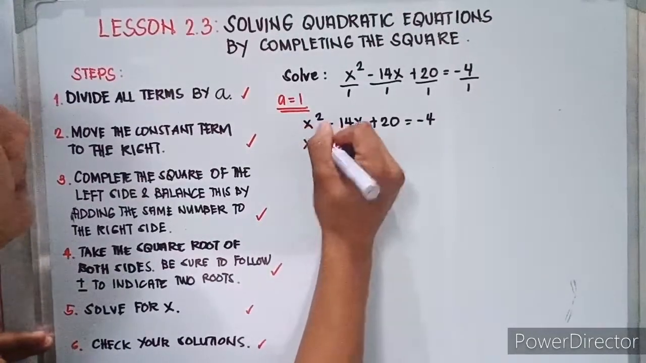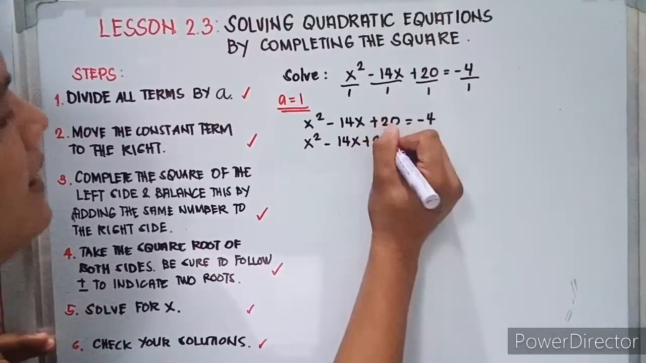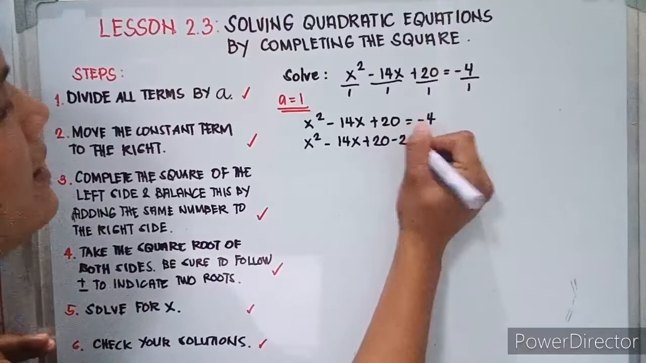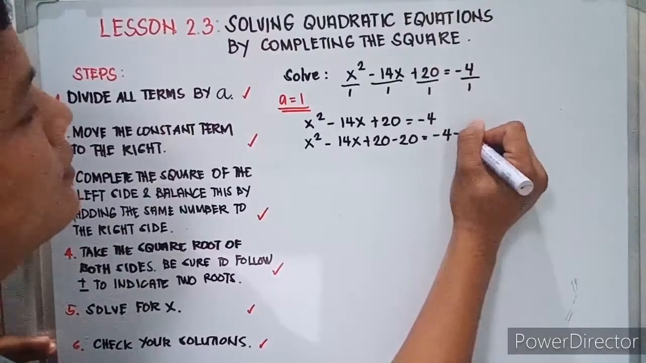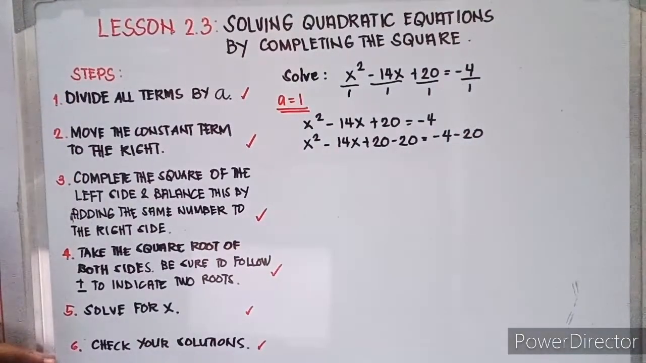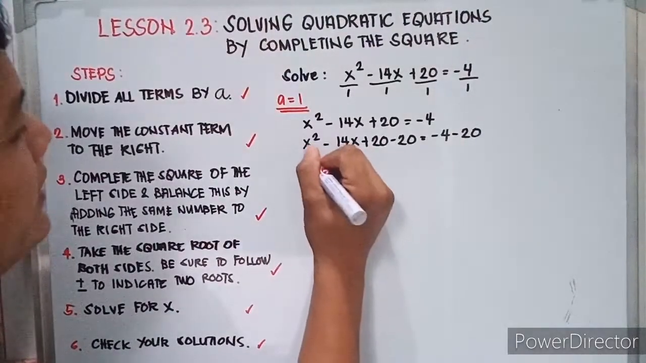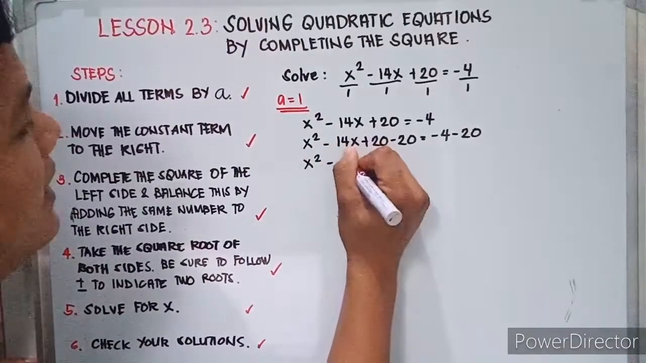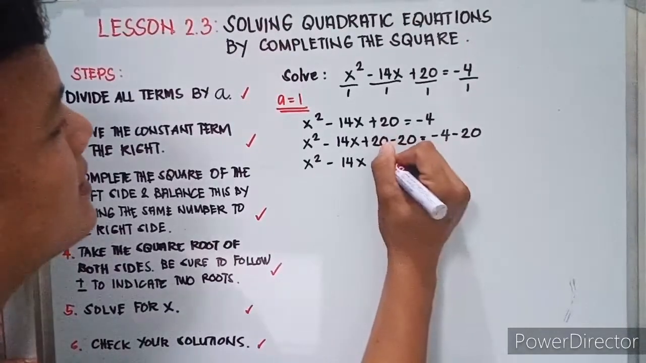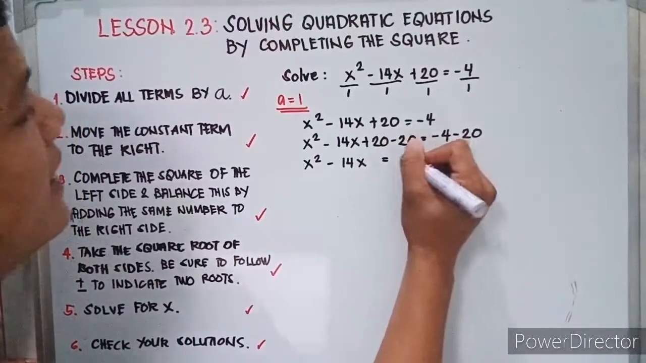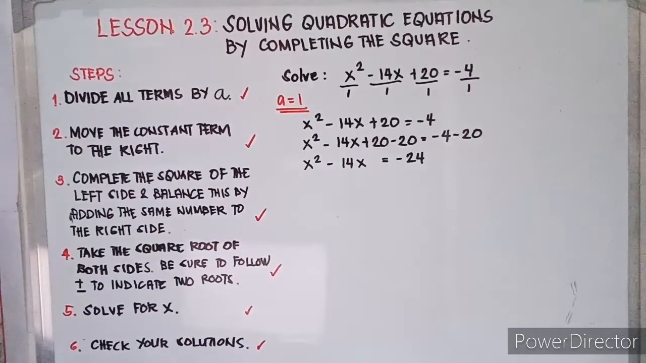So we have x squared minus 14x plus 20 minus 20, the additive inverse, equals negative 4 minus 20. Then after this, we're going to simplify. So we'll have x squared minus 14x plus 20 minus 20 is 0, so equals negative 4 minus 20 is negative 24. Okay, so that is step 2.